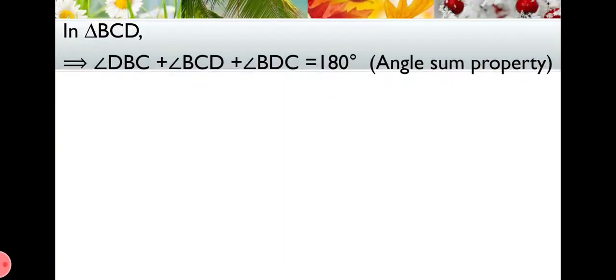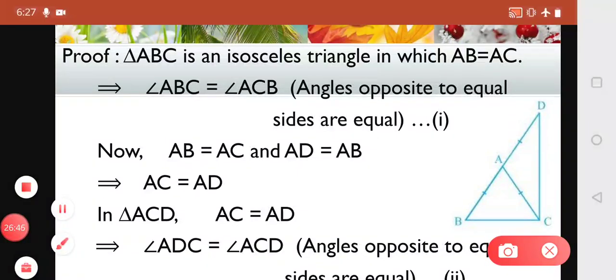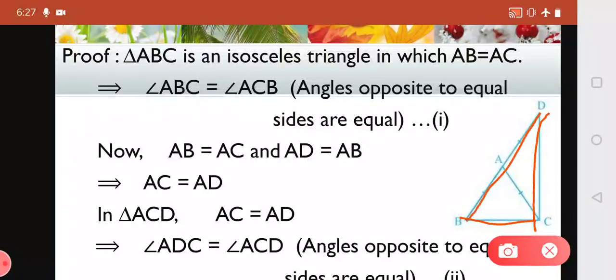Now in triangle BCD, DBC plus BCD plus BDC equal to 180 degrees. That is the angle sum property. Let's see in the figure, triangle BCD. Yes, this in the figure is our triangle BCD. Now in triangle BCD, angle DBC plus angle BCD plus angle BDC, when we add all the three angles, that is equal to 180 degrees according to the angle sum property.